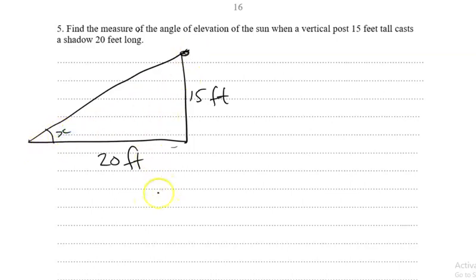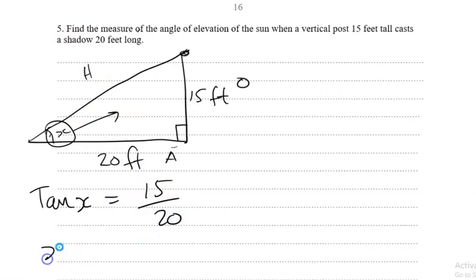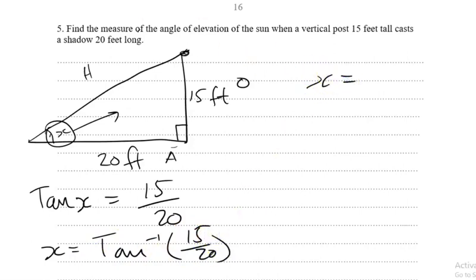So the angle of elevation is going to be, let's see, what do we have? We have a right angle, then we have a hypotenuse here. This is the angle we're using, so this is my opposite and my adjacent. So tan x equals 15 over 20. So x equals tan inverse of 15 over 20. x is going to equal 36.9 degrees. This is correct to one decimal place.